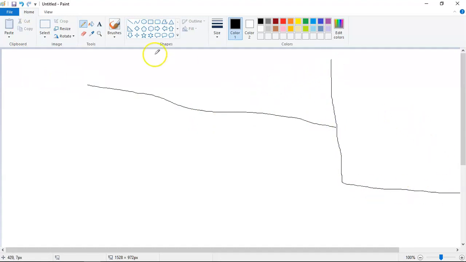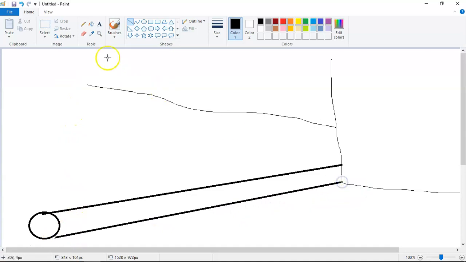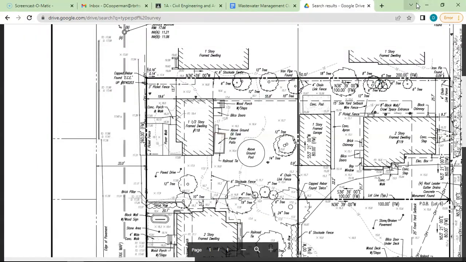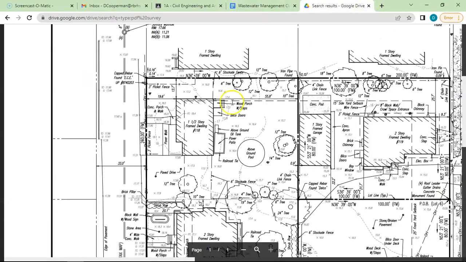If this is our house right here, and the sanitary sewer line is in the street over here, if you have 3 feet of coverage here, you're going to have way more coverage over here. So that's good. If it was the other way, then you would have to make sure that you had 3 feet of coverage maintained throughout the entire time of the project. So that's good. Okay, so question 1 is asking, what's the elevation of the northern house?